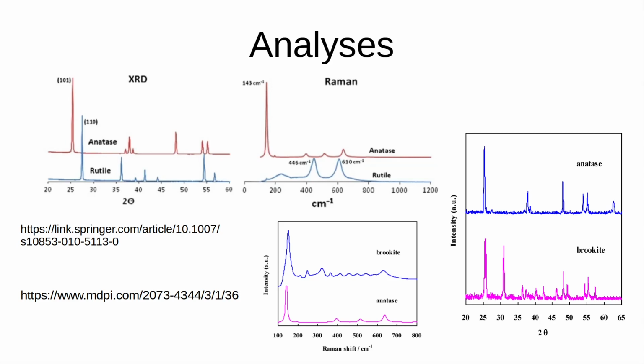So the manufacturers have no excuse not to test and make sure that they have the correct phase in their paint. So they can check and make sure that they have rutile, which is the safer pigment in their paint.